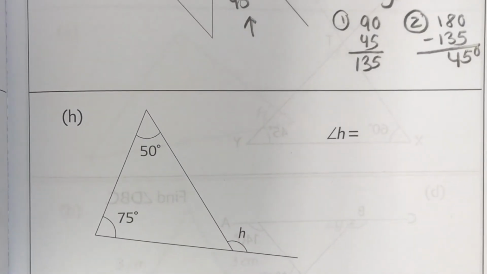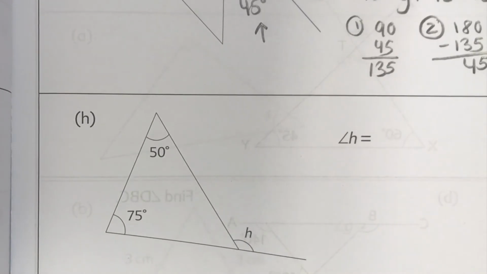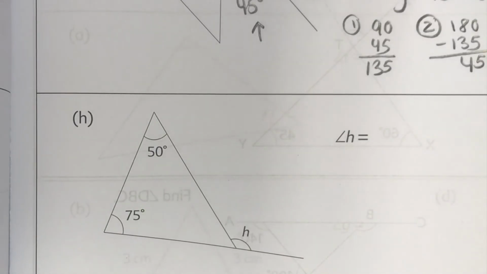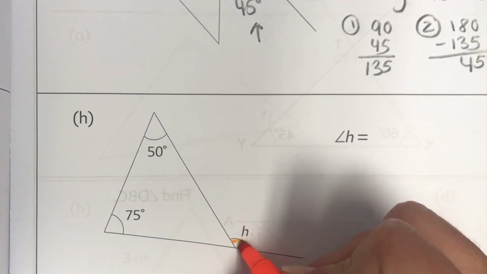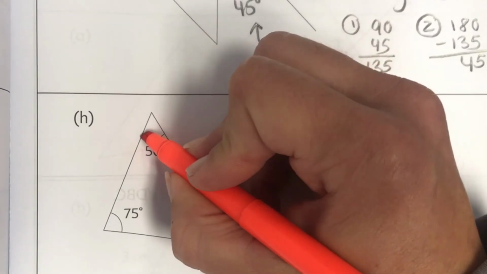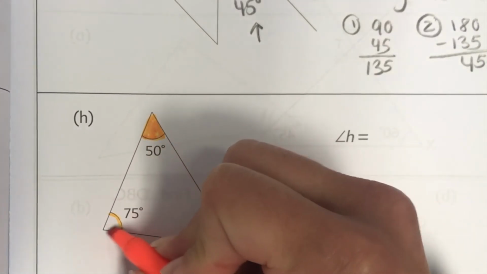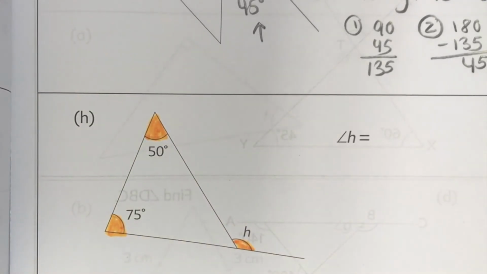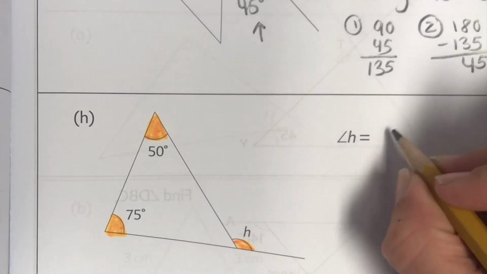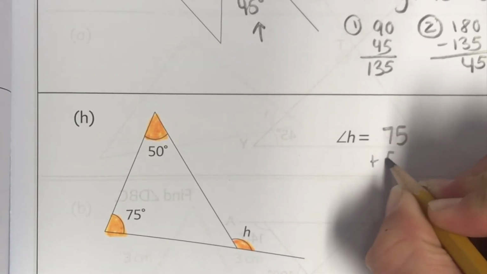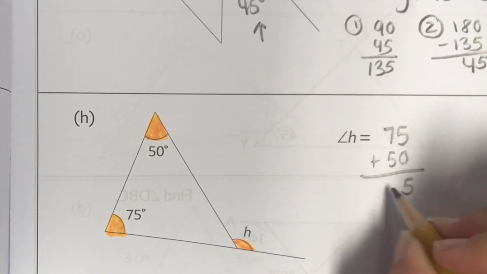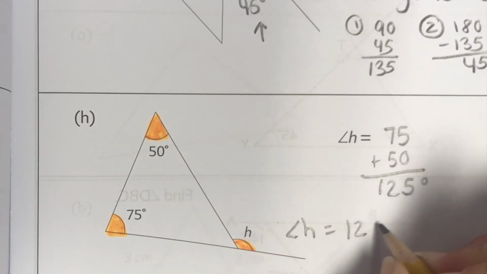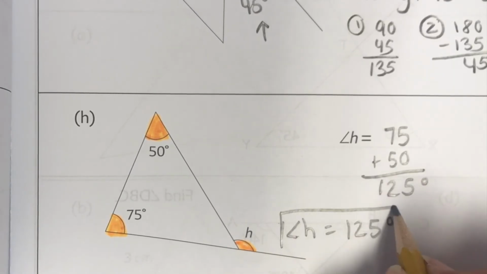This one we could solve in one step. We learned a rule in class about triangles and their exterior angles. And what we learned is that the exterior angle here is always going to be equal to the sum of the interior opposite angles. So these two angles will always equal this angle here. So to solve for H, we're going to need to add 75 plus 50. And I get 125 degrees. So angle H equals 125 degrees.